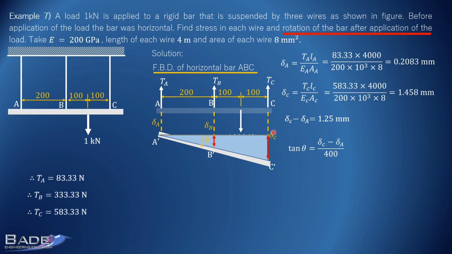Tan theta, it's geometry of the triangle, opposite side by adjacent side. So for tan theta, put the corresponding values. We have found theta. It is 0.179 degrees, or 0 degrees 10 minutes 45 seconds. And it is clockwise rotation. You should mention that here. So this is how we have found the rotation of the rod.